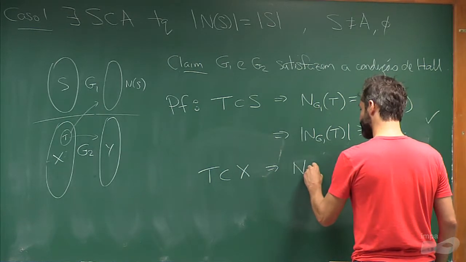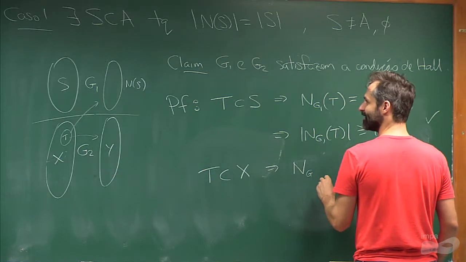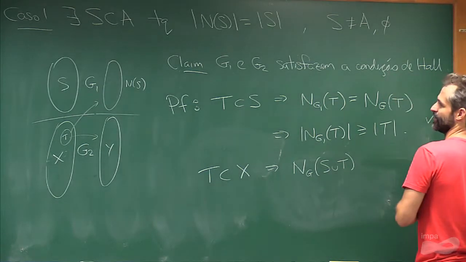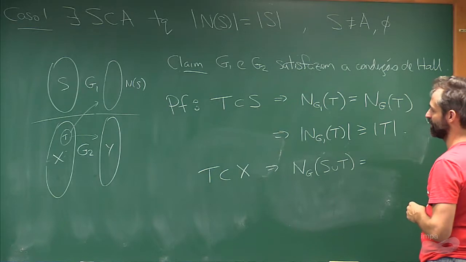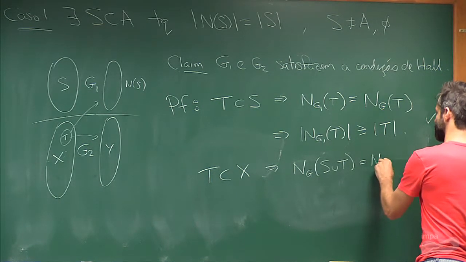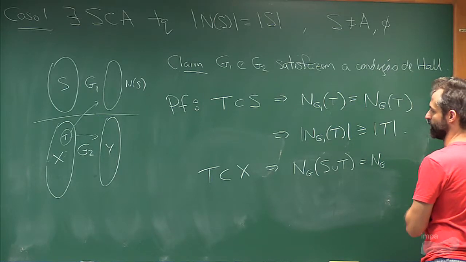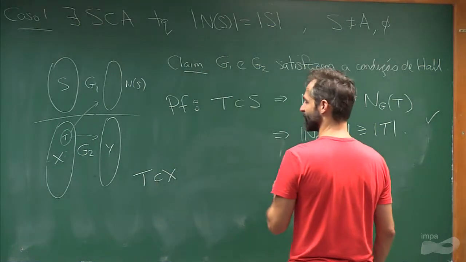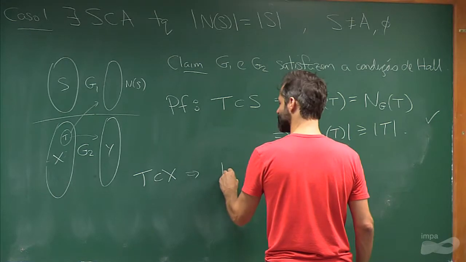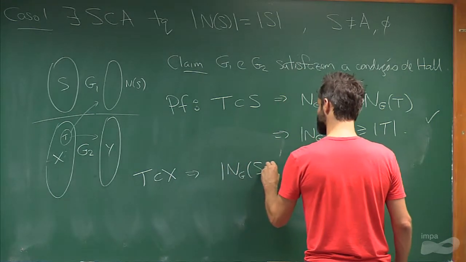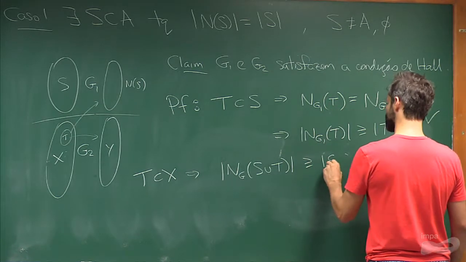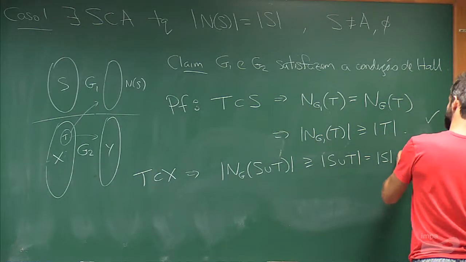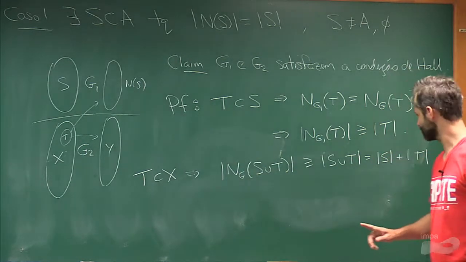That the neighborhood in G of S union T is the neighborhood in... T is opposed to X, right? So we know that the neighborhood in G of S union T has size at least the size of S union T by Hall, which equals size of S plus size of T, because T is disjoint from S.